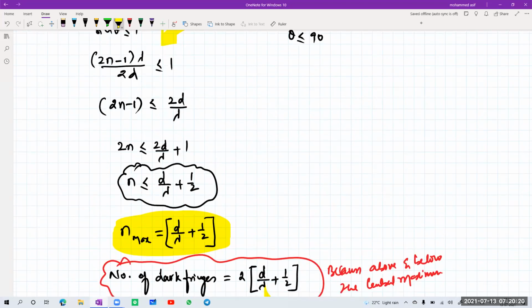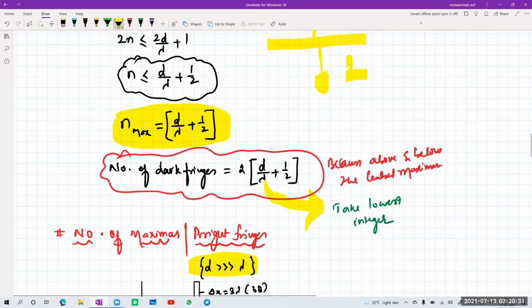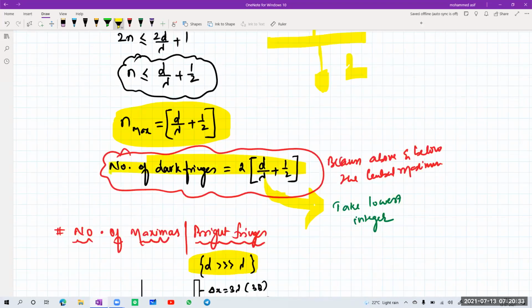Because on the screen, whatever minima we are getting above, the same minima we will get below also. If I'm getting 2 above, we also get 2 below. That means 4. So the number of dark fringes, if I'm taking the relation, will be above and below. So the number of dark fringes will be equal to 2 into (d by lambda plus 1 by 2), because above and below the central maxima we will be getting the dark.